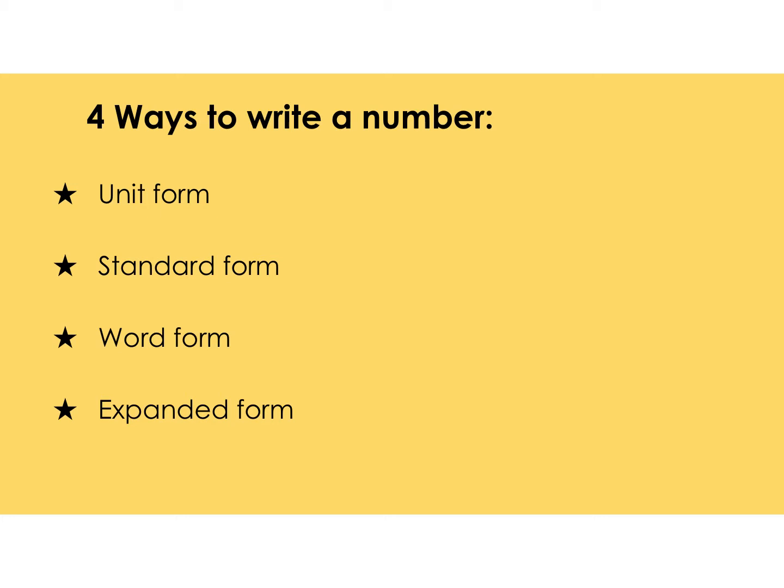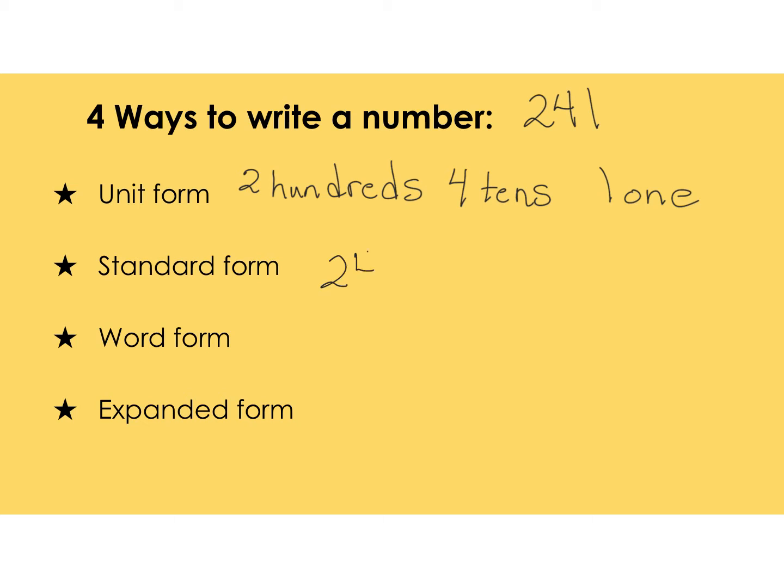Okay, so let's take the number 241. To write that in unit form would be to write I have 2 hundreds, 4 tens, and 1 one. Okay, that would be unit form. To write it in standard form is just the normal way that we write a number, 241.